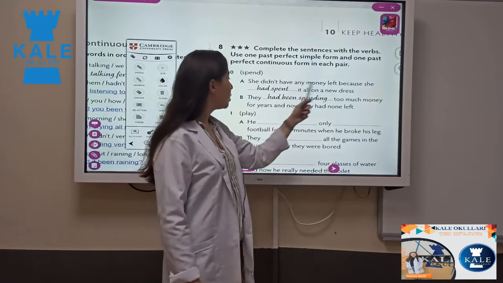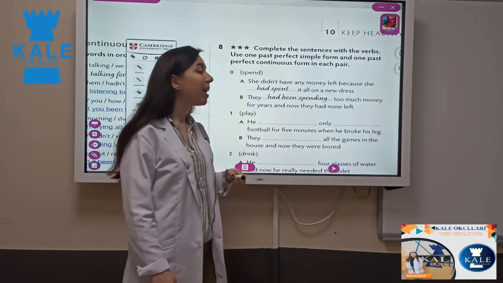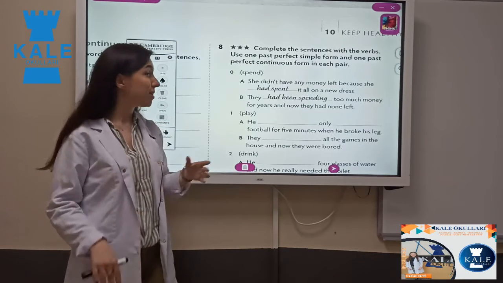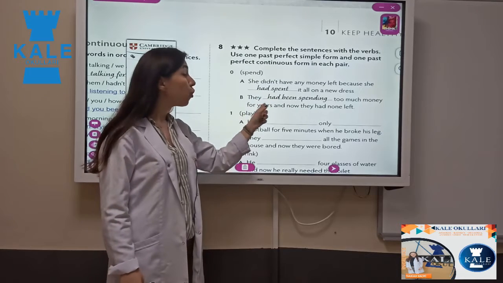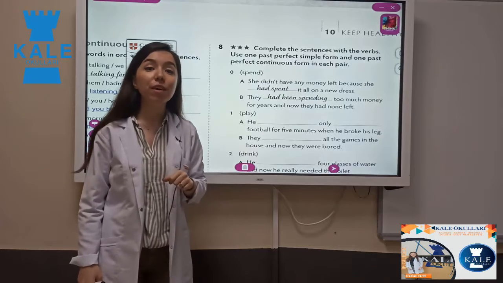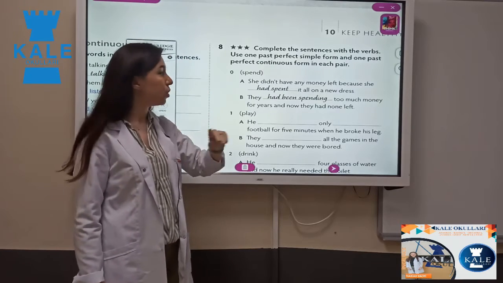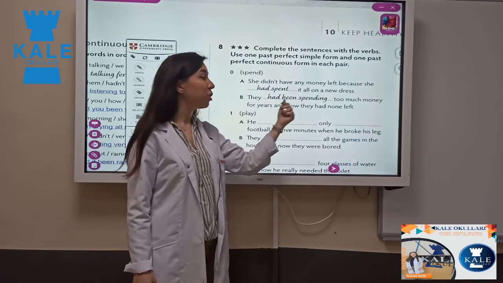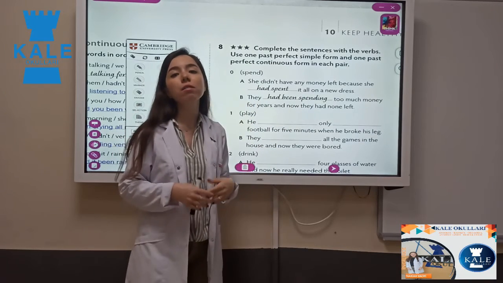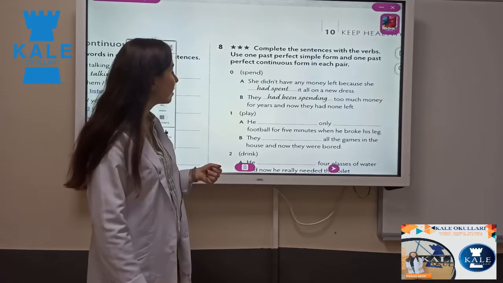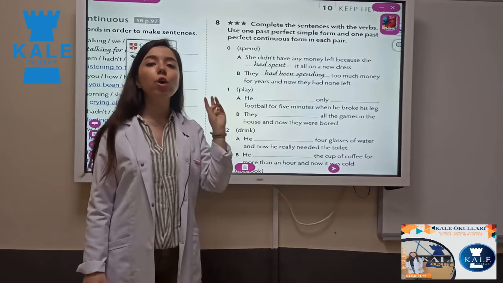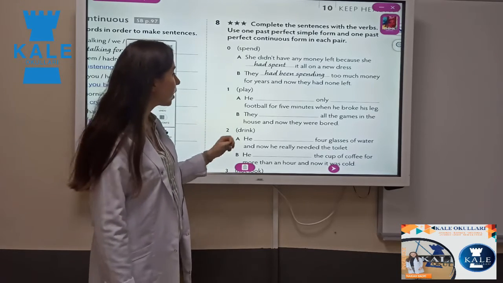They had been spending too much money for years and now they had none left. Now they had none left. This now, it means that also past time. But because before, for years, for long years, yes, because of that here we use past perfect continuous. They had been spending too much money for years, for a period of time, and now they hadn't any money. Yes, they had none left. So we play. In two sentences we are going to use one past perfect simple, one past perfect continuous.